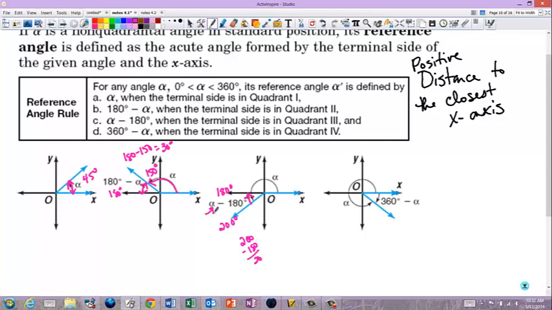That's what this little theta minus 180 is. It's just like a guide for you. And then if this one was 340, again, it would be 20 degrees because the distance to the closest x-axis is 360. Now, your tendency is going to be to try to go to 90 and 270, but never go there. It's not the distance to the closest y-axis, it's to the closest x-axis.